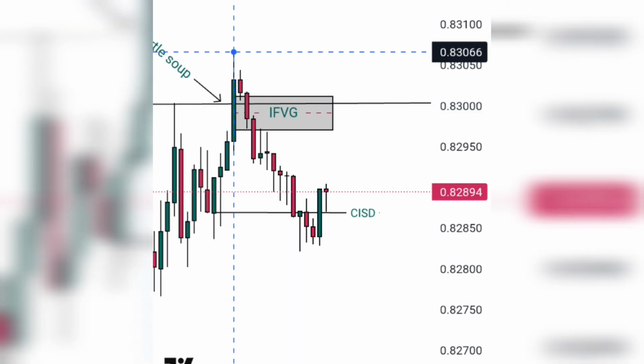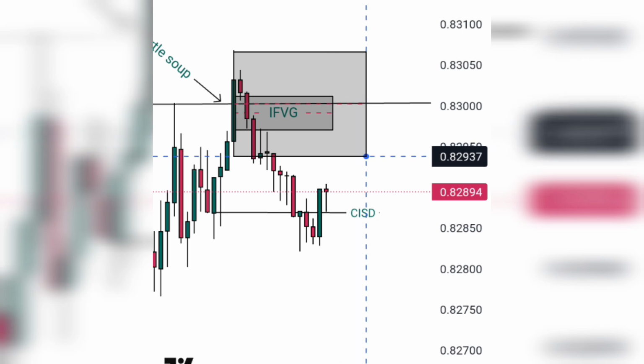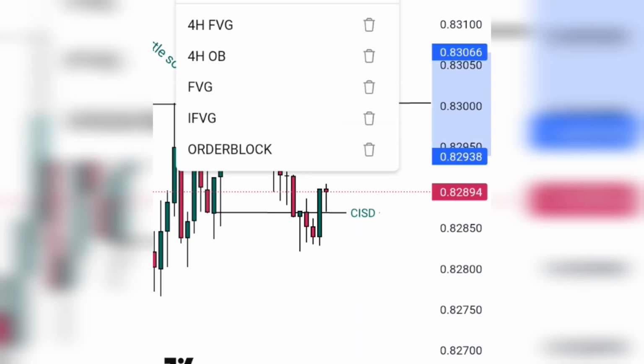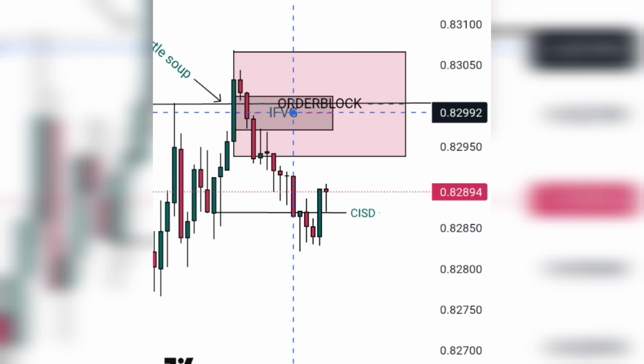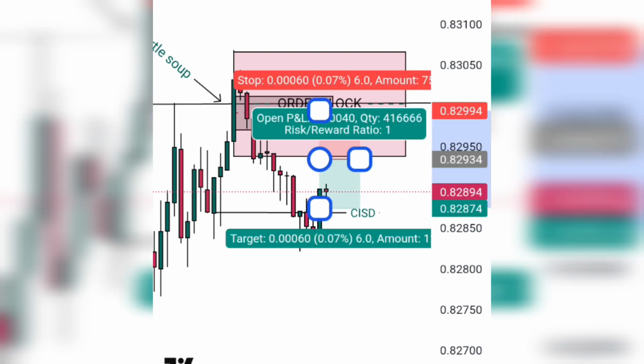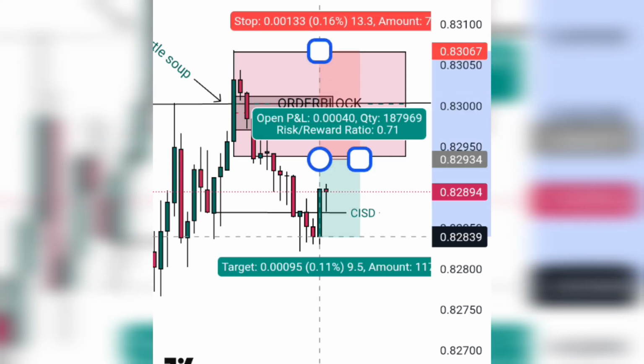So for the first entry, you can use the CRT entry model 1. We can see there is an order block there, so we can enter right below the order block, stop above the order block, and target the CRT low.